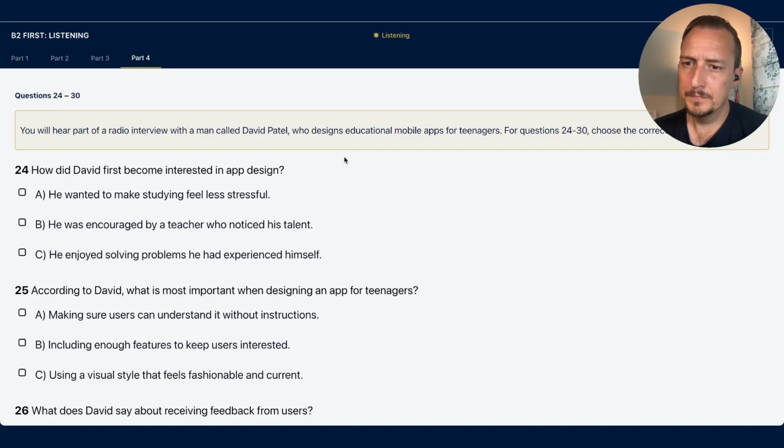Today I'm joined by David Patel, who designs educational mobile apps used by teenagers around the world. David, thanks for coming in. Thanks for inviting me. App design sounds like a modern career. Was it something you always wanted to do? Not really. I was good with computers and I really liked solving problems, but I didn't see it as a possible job until I was about 15.